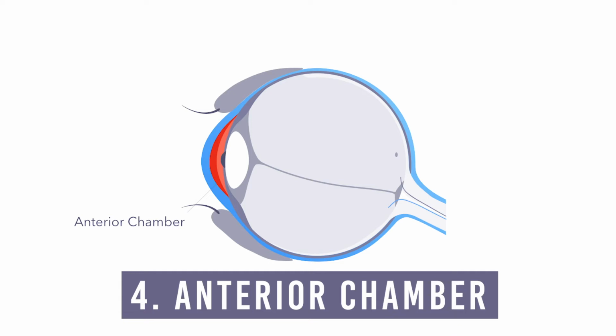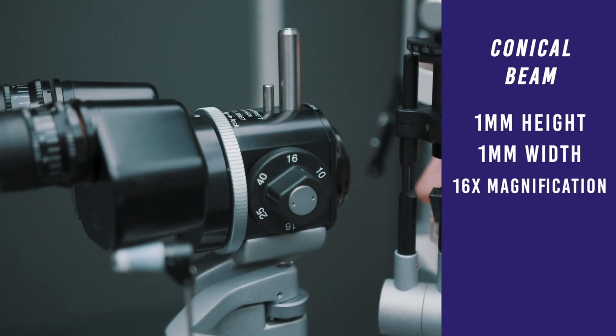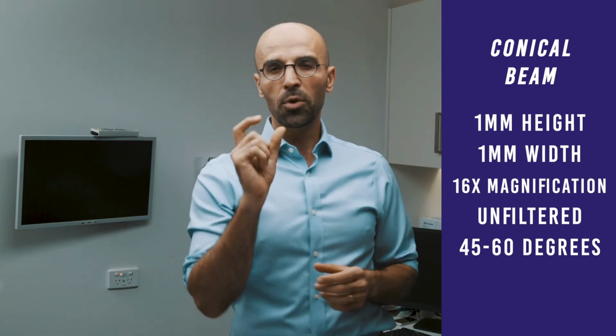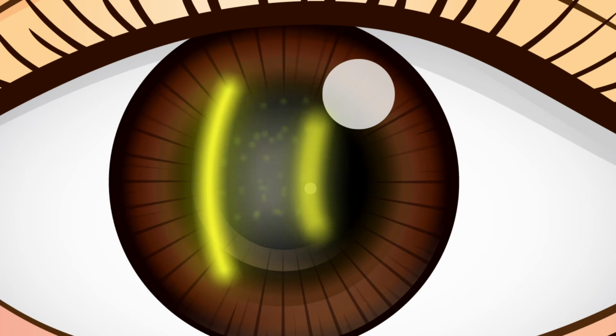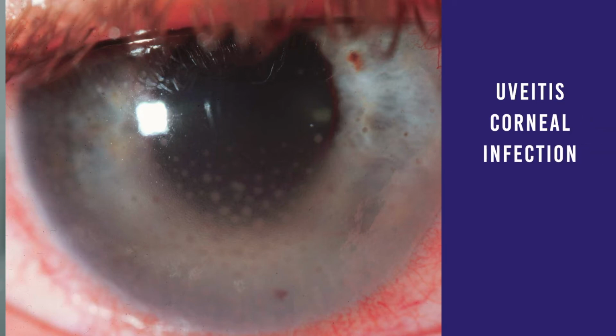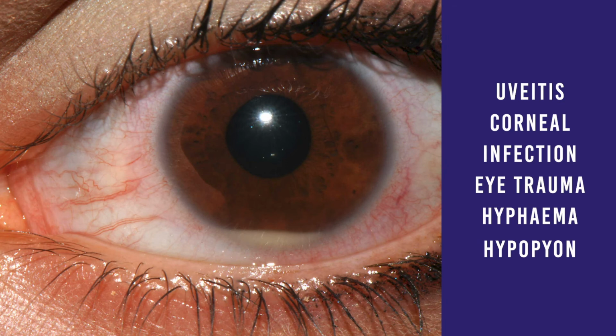Now we'll look at the anterior chamber. And we're looking for cells and flare in the anterior chamber. So you want what's called a conical beam, and this means reducing it to 1 millimeter by 1 millimeter, up the magnification to 16, change to the unfiltered setting and angle at 45 to 60 degrees with a pupil as a black background. Cells in the anterior chamber look like the particles of dust in a projector beam that you see in the movies. Flare in the anterior chamber looks milky or whitish grey. Cells and flare are seen in uveitis and some infections as well as eye trauma. Hyphemas and hypopyons can also be seen and measured when you examine the AC.